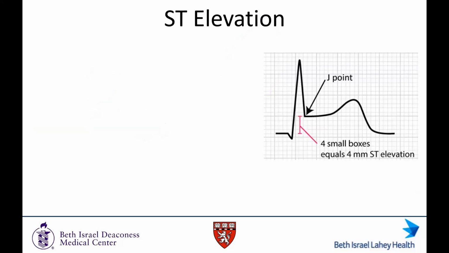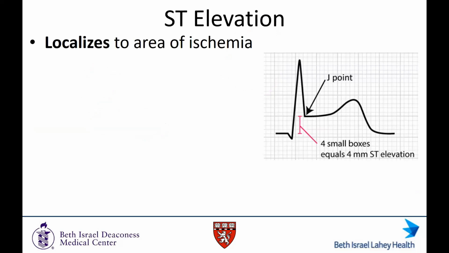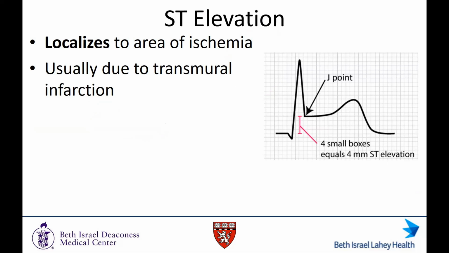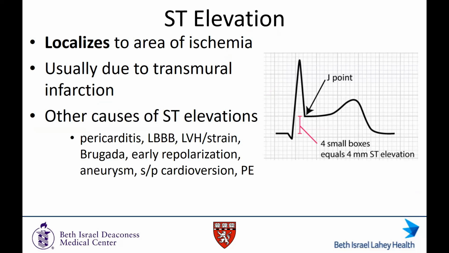All right, so ST elevations localize, as Jason just mentioned, whereas we'll get to ST depressions, but ST depressions typically don't localize to the coronary territory. We typically think of transmural infarction when we see ST elevations. And just to keep in mind, it's not just infarcts that cause ST elevations. I'm sure by now you've seen pericarditis. We can see bundle branch blocks, Brugadas, LV aneurysms, even status post cardioversion, PEs can also cause ST elevations. So don't anchor in on infarctions, but definitely can't miss those.